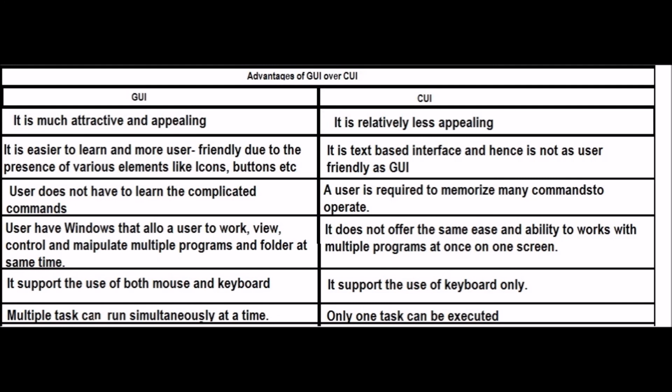In GUI, the user has windows that allow a user to work, view, control and manipulate multiple programs and folders at the same time, whereas CUI does not offer the same ease and ability to work with multiple programs at once on one screen. GUI supports the use of both mouse and keyboard, whereas CUI supports the use of keyboard only. In GUI, multiple tasks can run simultaneously, whereas only one task can be executed in CUI.